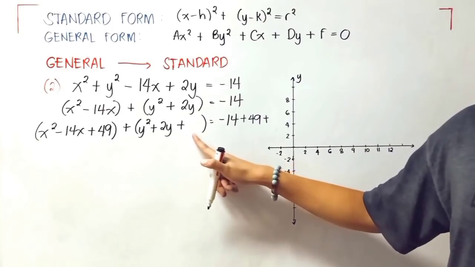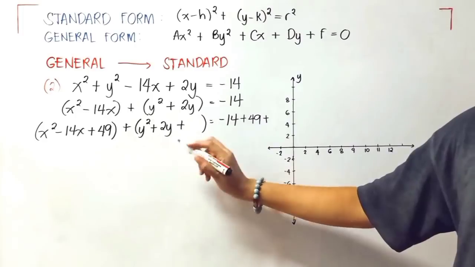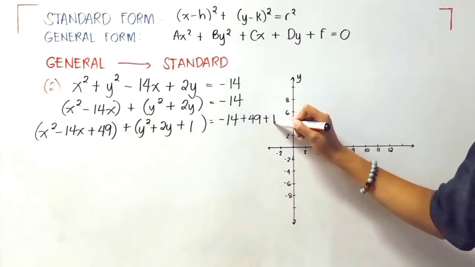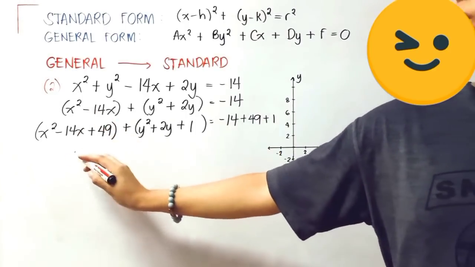The number here will depend on the middle term. 2 divided by 2 is 1. 1 squared is 1. Also write that 1 on the right side to retain the equality symbol. We can now factor this.